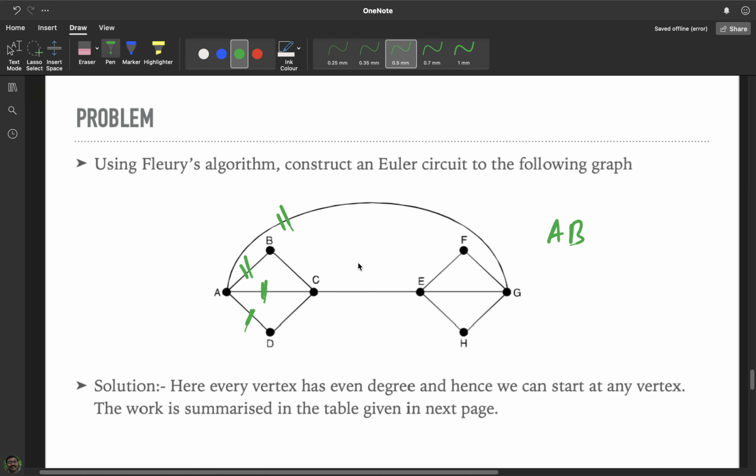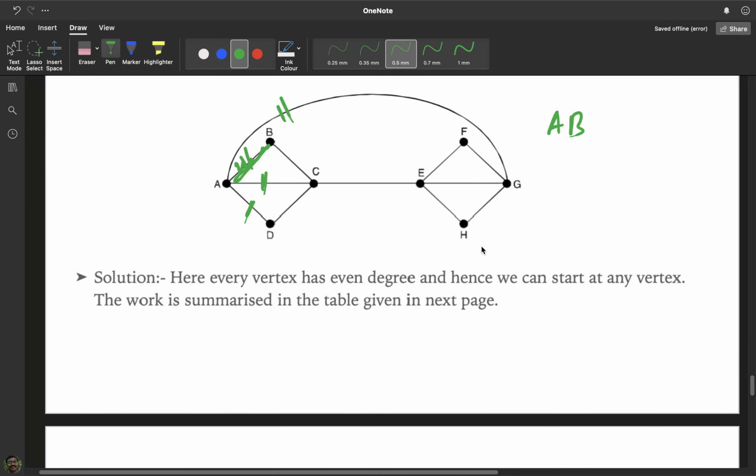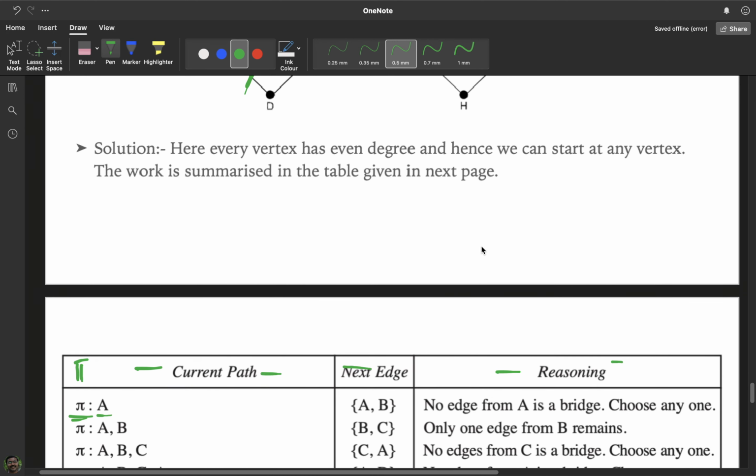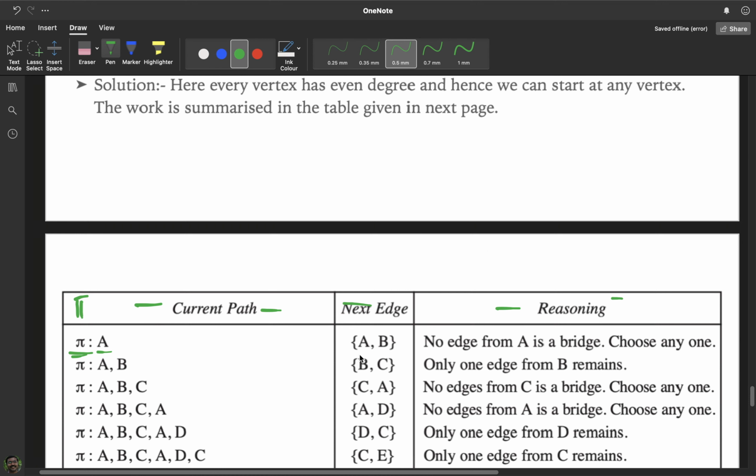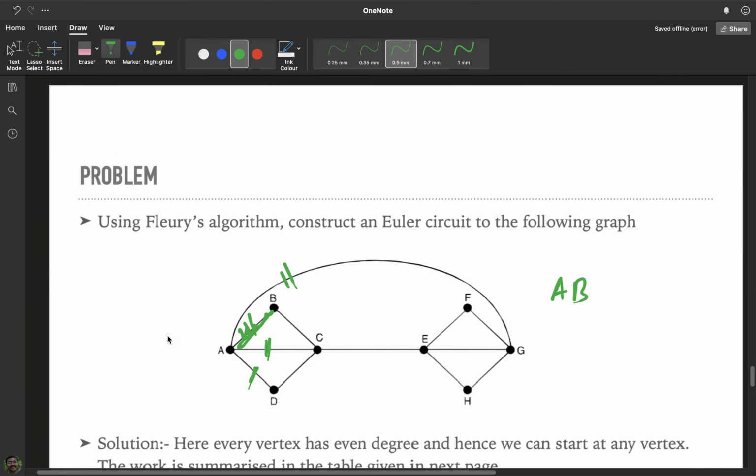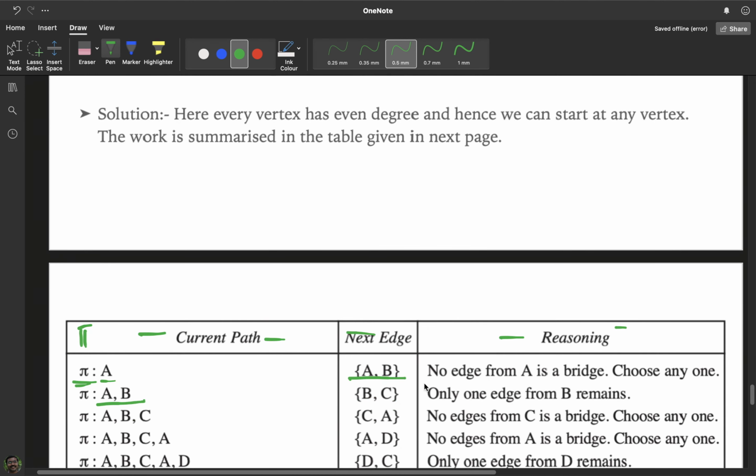In your working column, you can just delete this edge and see what remains. I'll write my next edge as AB. Now the path is AB, and we are at B. Once you have reached B, there is no other choice, only one edge remains, so you have to choose this edge mandatorily. So you'll choose BC, and you'll write it as BC.